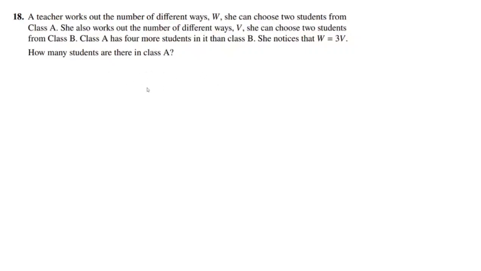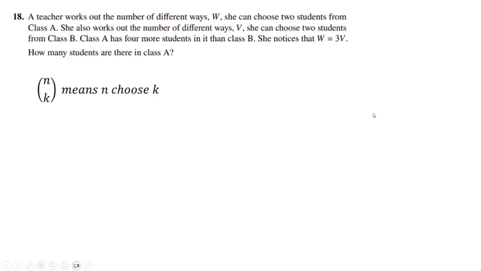Look at this question. There are W ways to choose 2 students from class A and V ways to choose 2 students from class B. Now, A has 4 more students than class B and W equals 3V. So how do we approach this question?